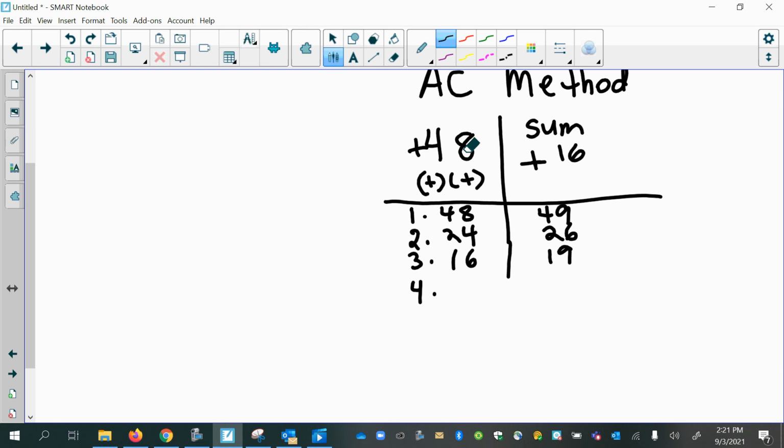So next I'm going to try 4. 4 goes into 48 12 times, and when I add that, I get 16. So this is the factor pair. 4 and 12 is going to give me the positive 16 I need for my middle term in the polynomial.